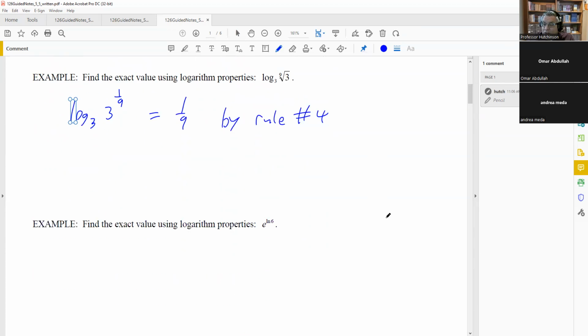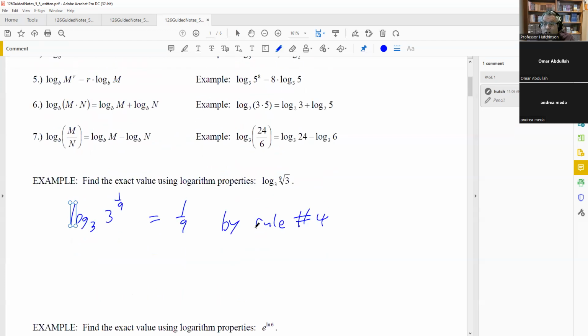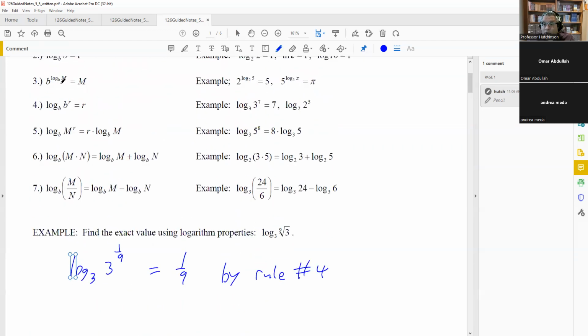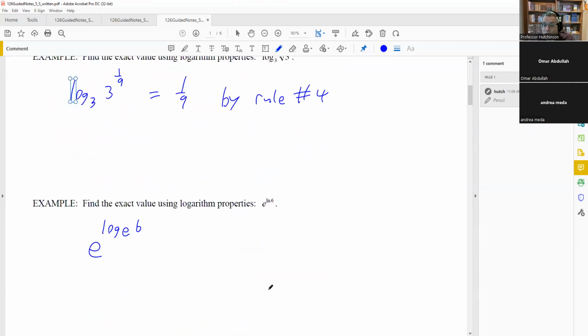Let's do another one. We have e to the ln 6. Now ln is the same thing as a log base e. So I have a situation where the base and this one are the same. Well, that's going to be property number 3. Property number 3 allows us to use that. So this and this cancel, and we just end up with m left over. So this equals 6 by property number 3.